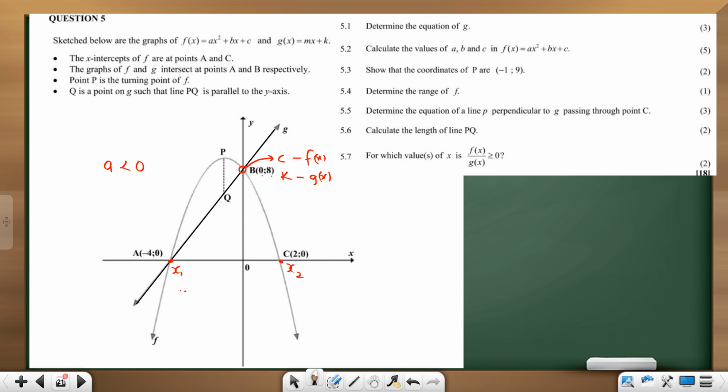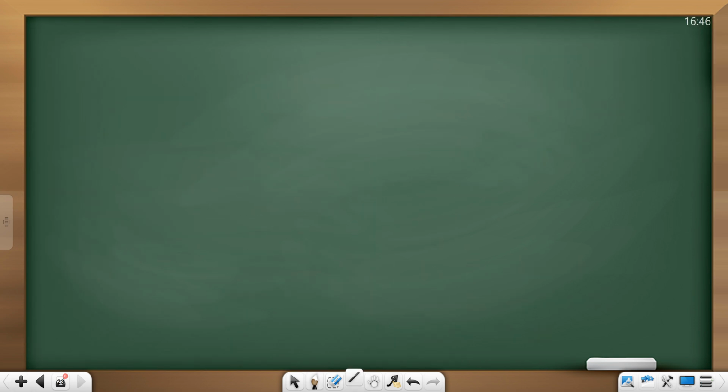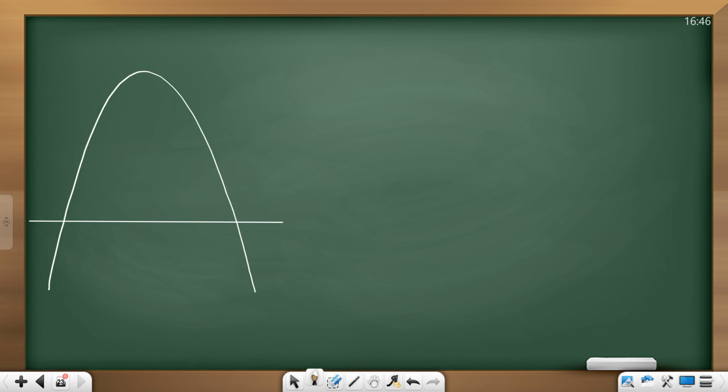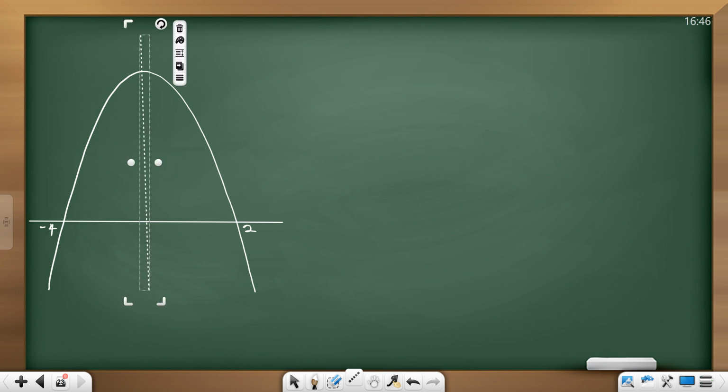Let's do something very crazy. Let's do something very creative. I'd just love to show you something interesting. We have a graph that looks like this. Let's try something. We have a graph that looks like that. This is negative 4 and this is 2. Instantly, do you know that I can find my turning point?